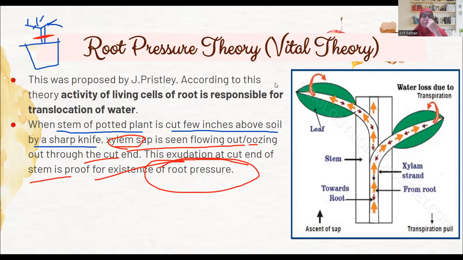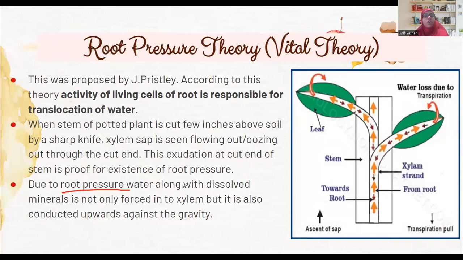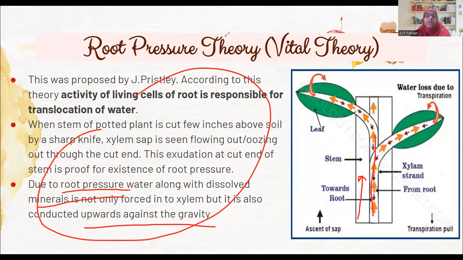You are doing a cut in the stem just above the soil surface. Due to the pressure of the root, the theory tells us, water along with dissolved minerals is not only forced into the xylem, but is conducted upwards against gravity. It's not just simple transportation. It is helping the xylem to conduct this sap, this juice, against gravity. So this proves the root pressure theory is existing.